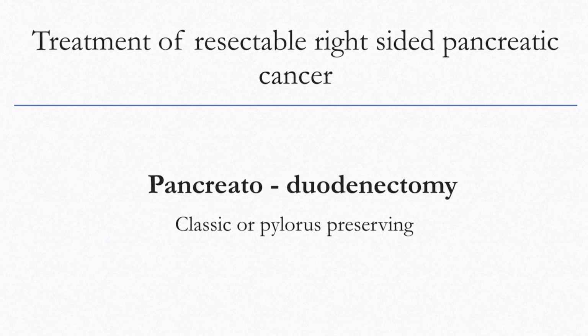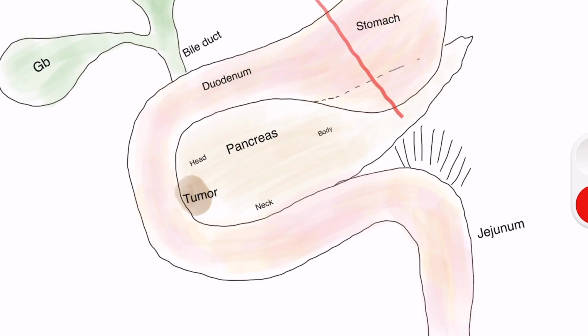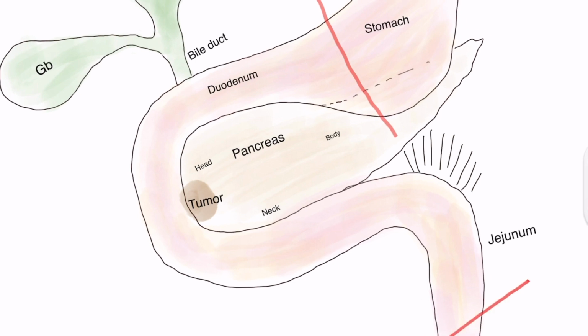Treatment of resectable cancer of head and uncinate process of pancreas is pancreatoduodenectomy or Whipple's procedure. Distal gastrectomy is done, or in case of pylorus-preserving Whipple's, line of transection is distal to pylorus. Jejunum is transected 15-20 cm distal to DJ. Bile duct is cut proximal to opening of cystic duct and CBD. Gallbladder is removed as it will be prone to stone formation after gastrectomy.